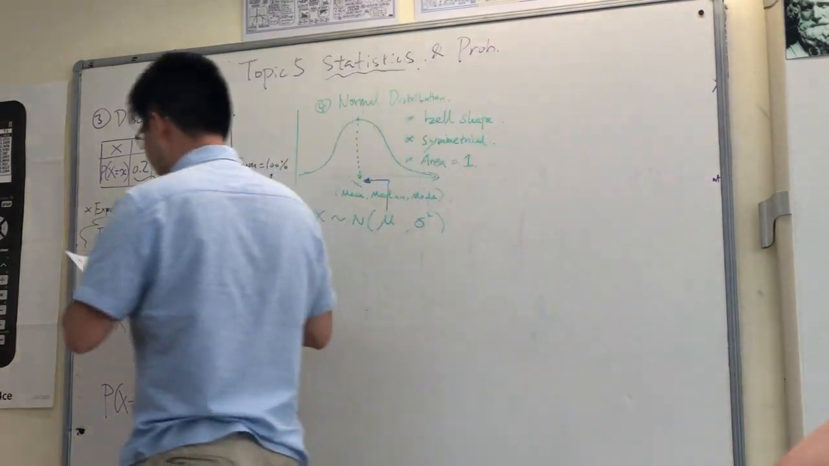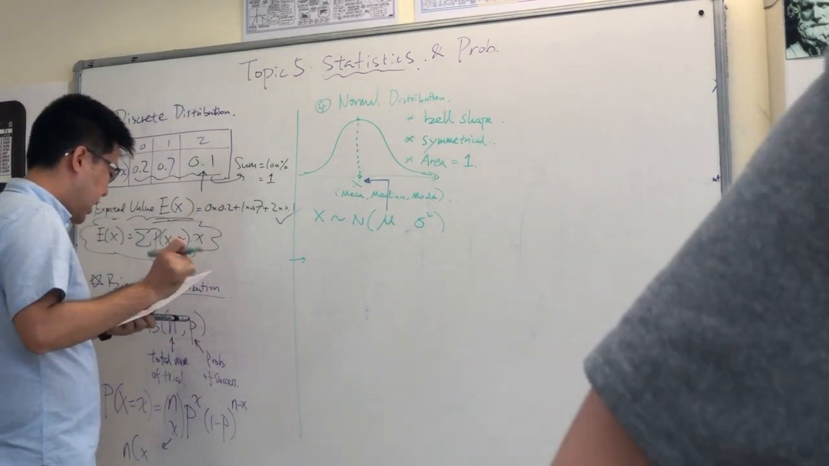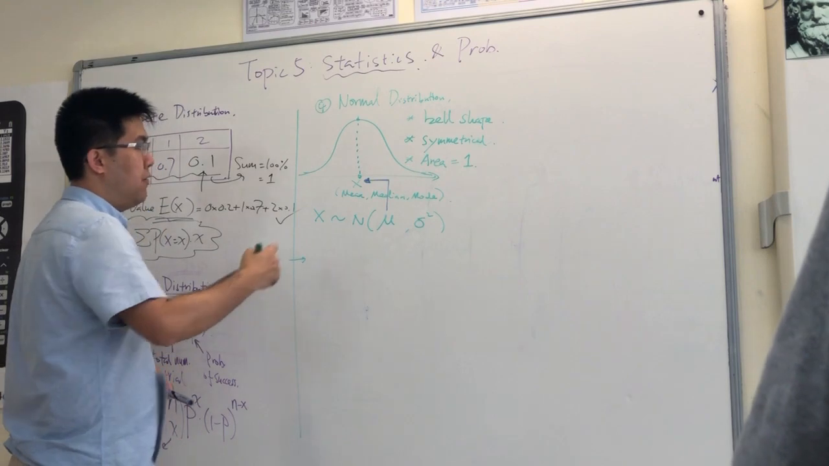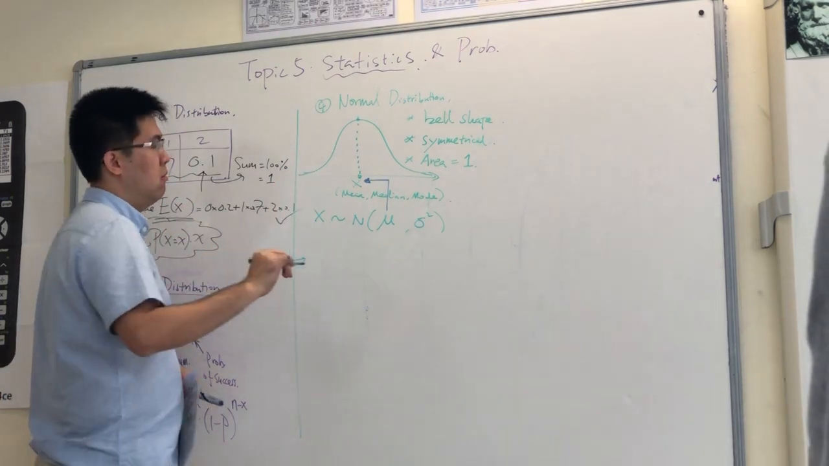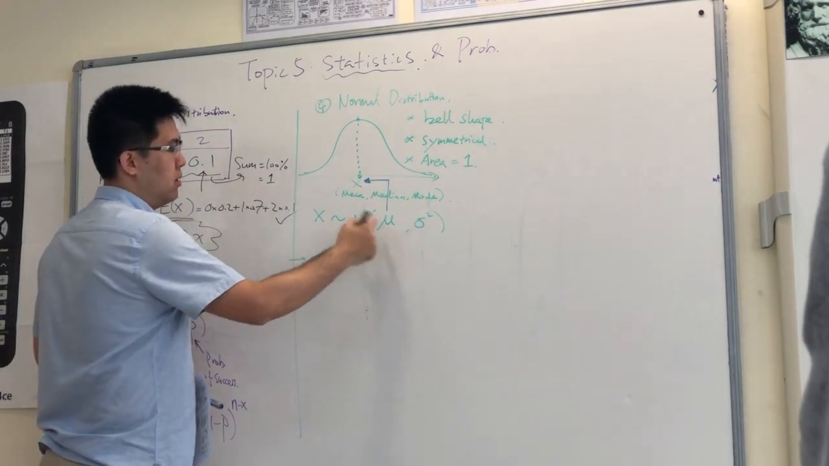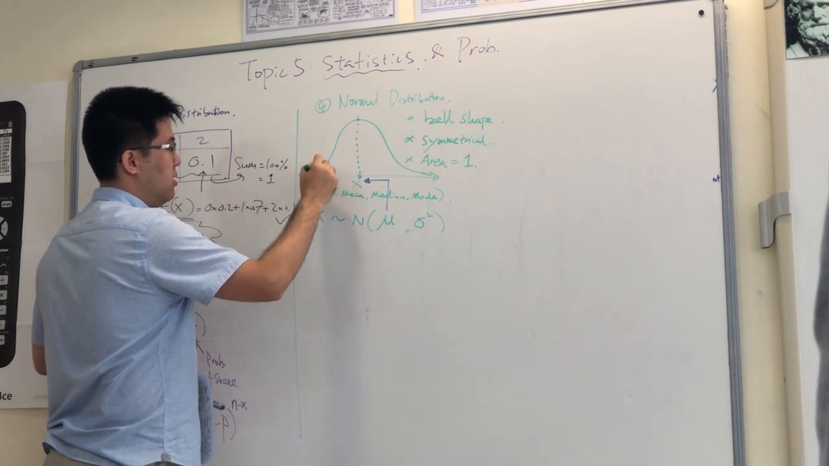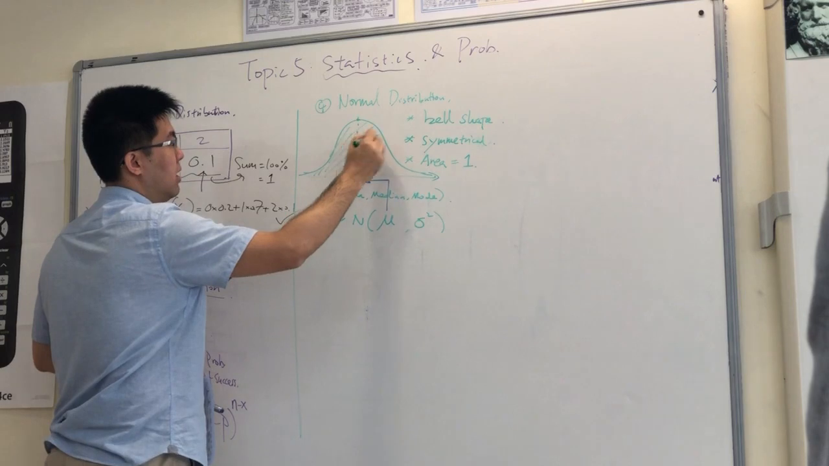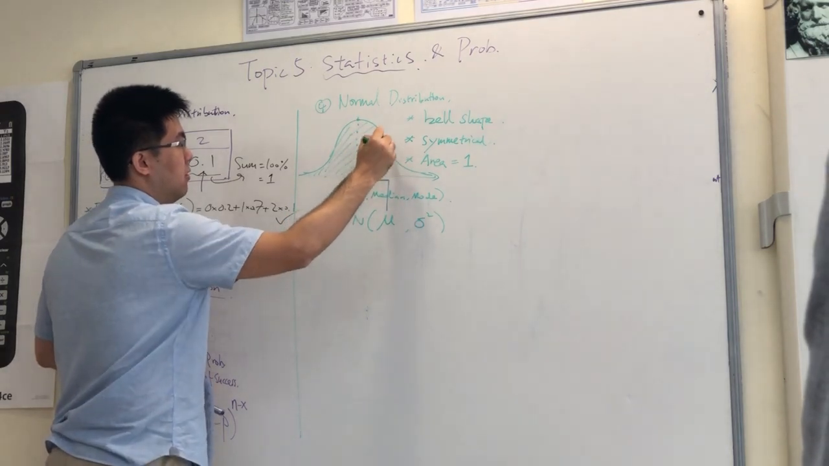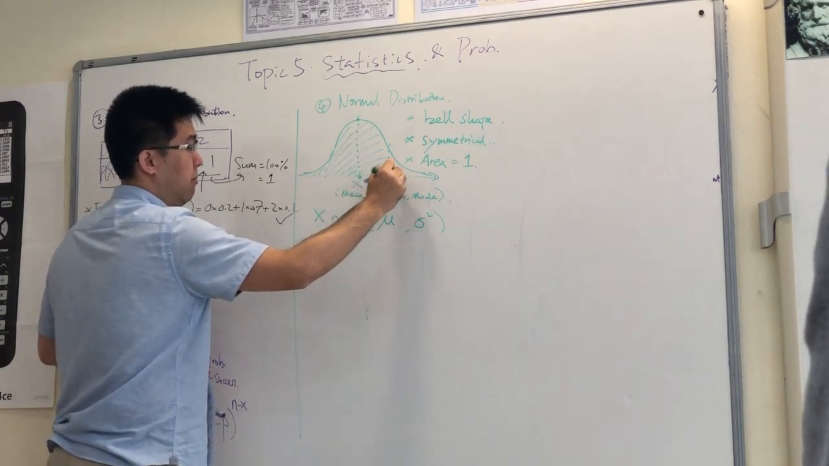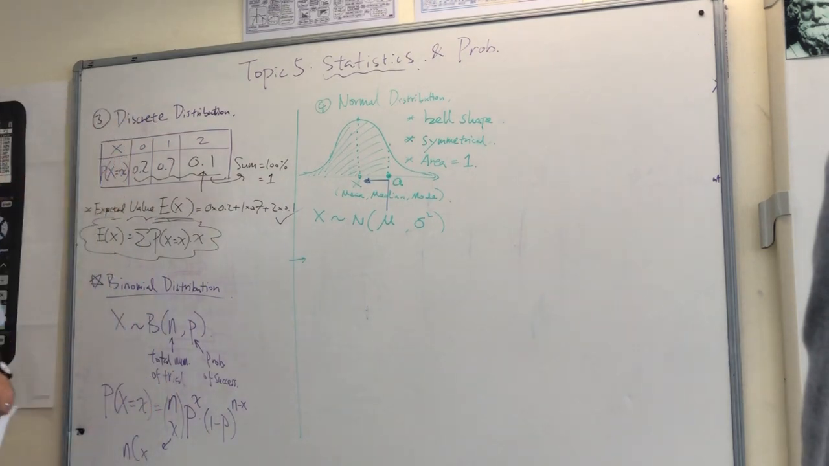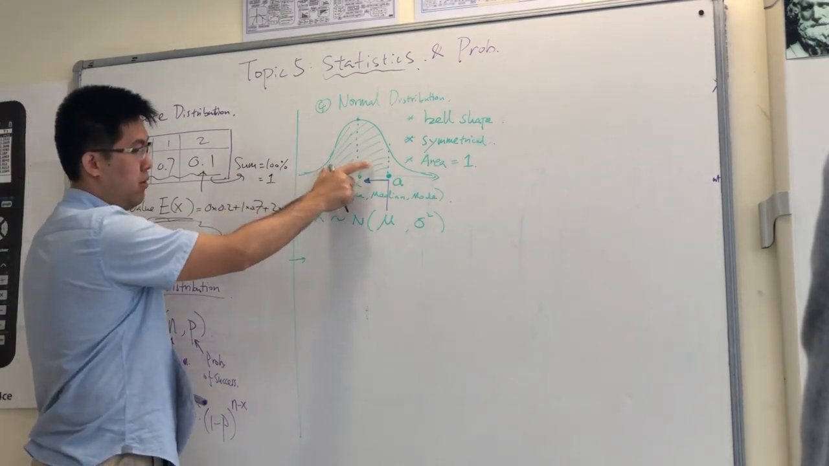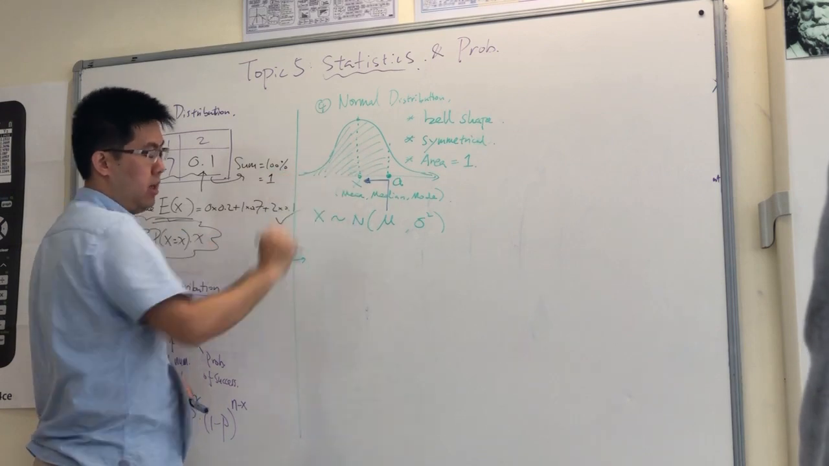Okay, continue. So in this case, oh, by the way, if I want to represent the area all the way to, let's say, a certain value A, how do I present that? I want to find out the area from the left tail all the way to A.